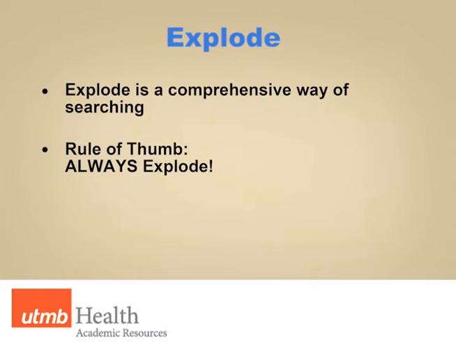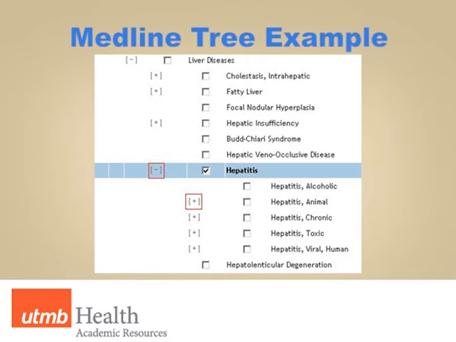The next few screenshots will show pictures of the control vocabularies for each of the databases to illustrate the explode concept. In Medline, the control vocabulary, the medical subject headings, refer to the hierarchical display as a tree. Hepatitis is a child term of the broader concept liver diseases. It has its own set of children terms: hepatitis alcoholic, hepatitis animal, hepatitis chronic, etc. The plus terms out to the left indicate that the terms have their own set of children terms.